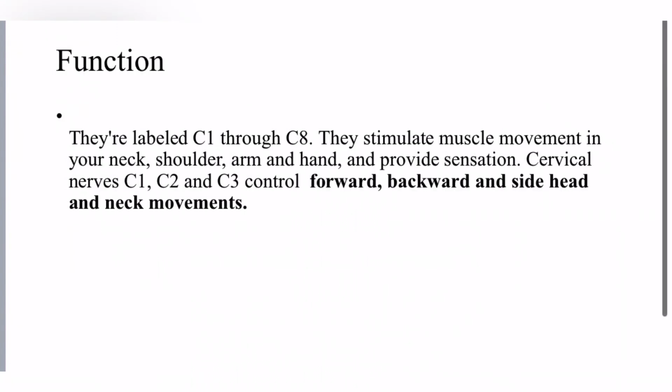Function. They are labeled C1 through C8. They stimulate muscle movement in your neck, shoulder, arm, and hand, and provide sensation. Cervical nerves C1, C2, C3 control forward, backward, and side head and neck movements.